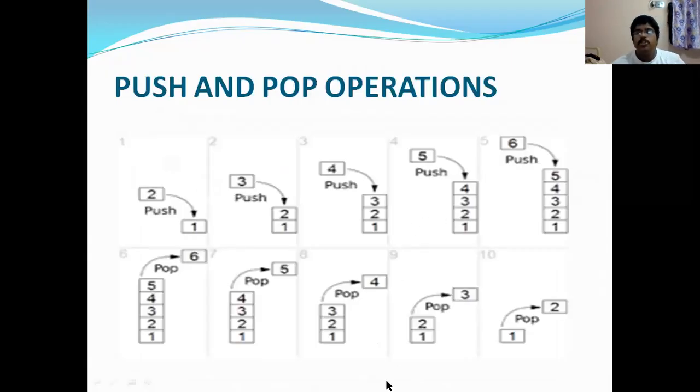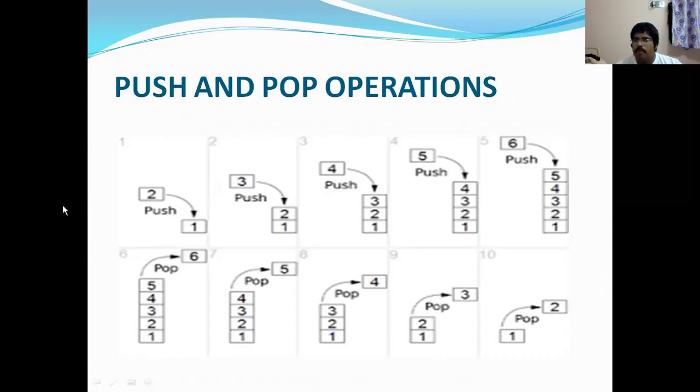See what is meant by push operation. For example, initially I have a stack having only one value, that is 1. Now I insert a new value, push 2. Whenever I perform push operation, this 2 is placed on top of the 1, isn't it? Whenever I try to insert the new value 3, it is placed above the 2. 4 is placed above the 3. 5 is placed above the 4. 6 is placed above the 5, isn't it?